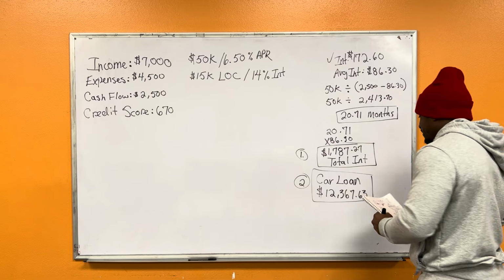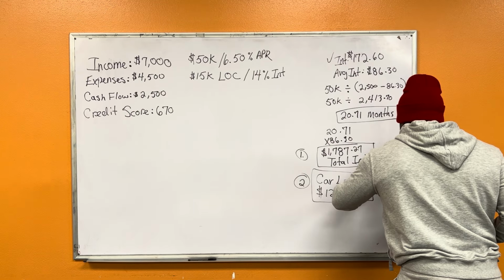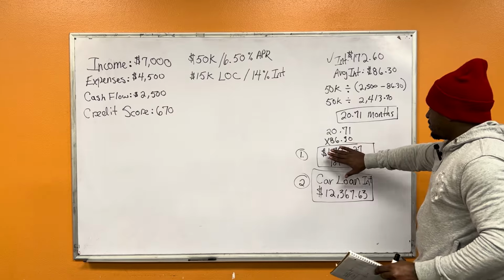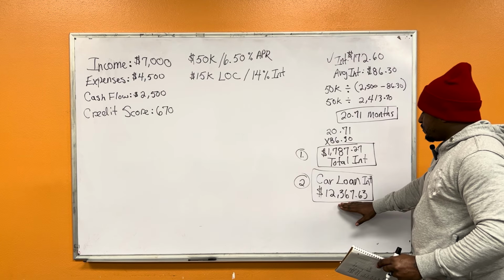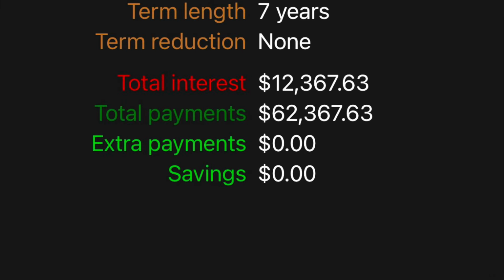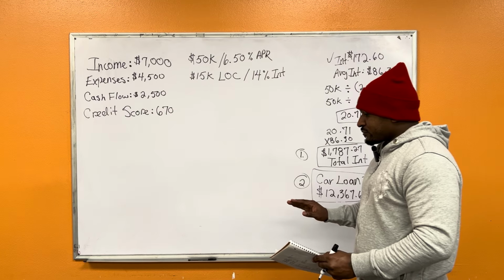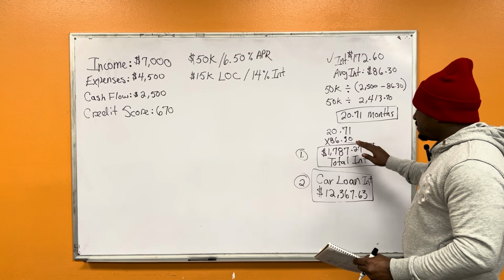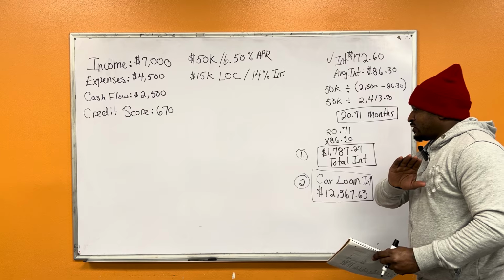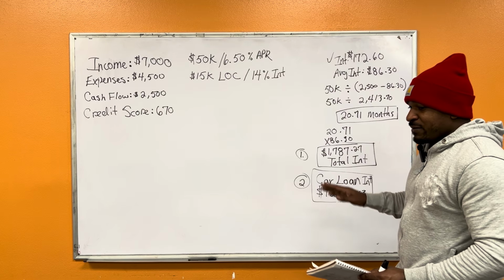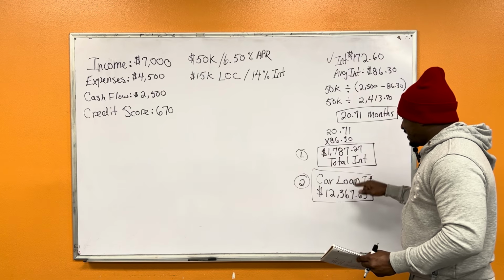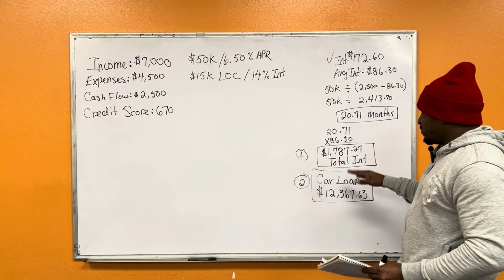Now this is the interest. Total interest for the personal line of credit, total interest for the amortized loan with the car loan that you get from the dealership. So this is why the personal line of credit is destroying amortized schedules, because of this right here. This is the difference in total interest you'll be paying.